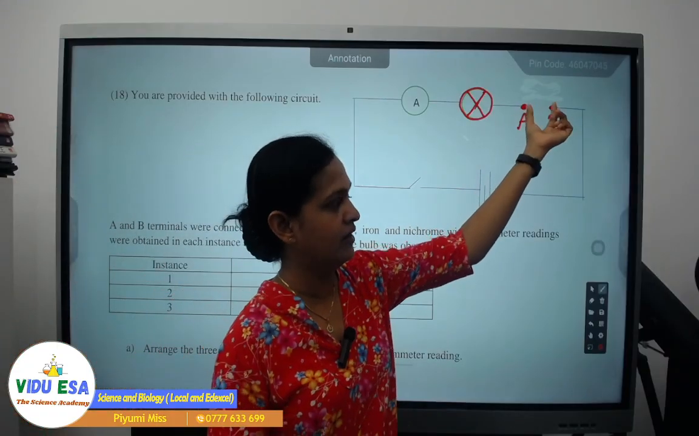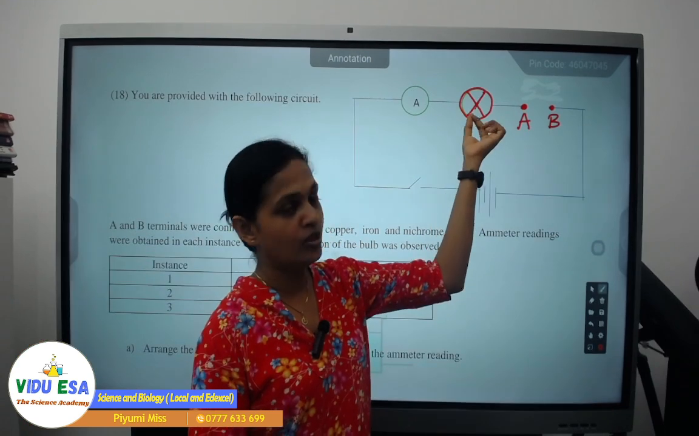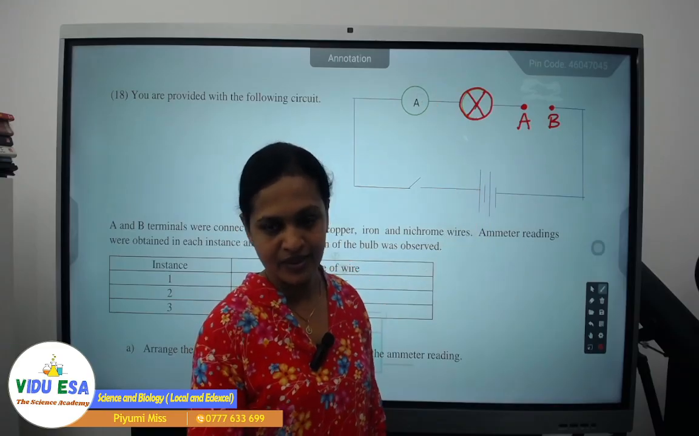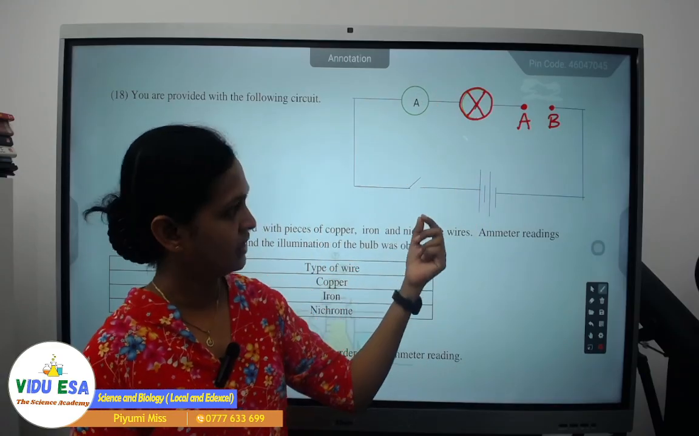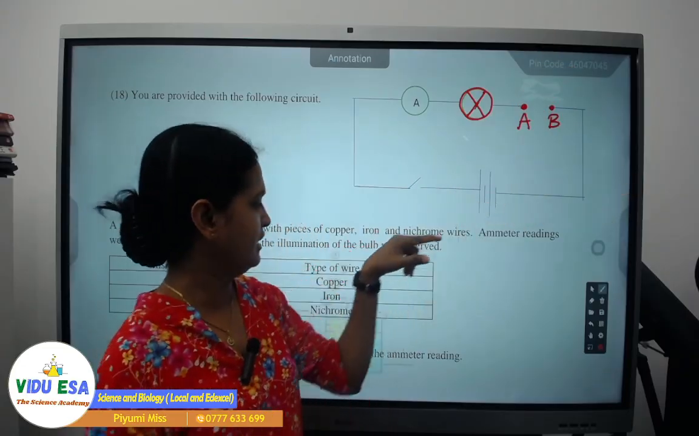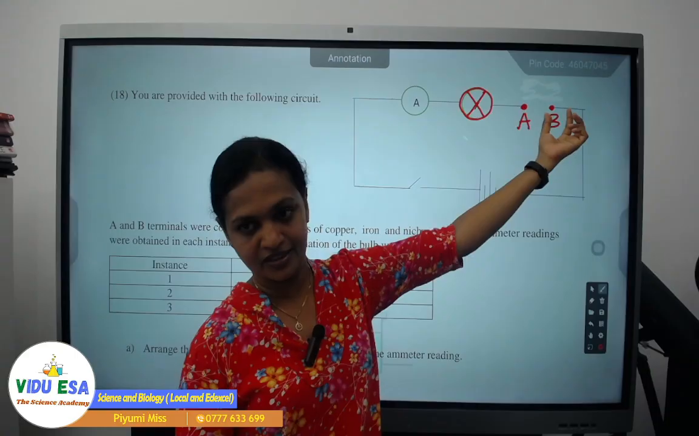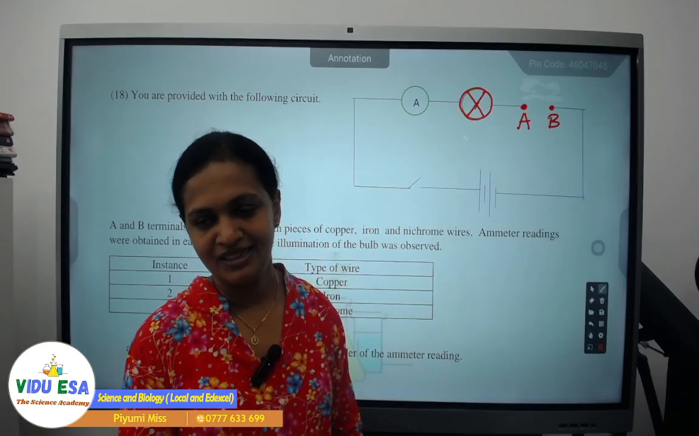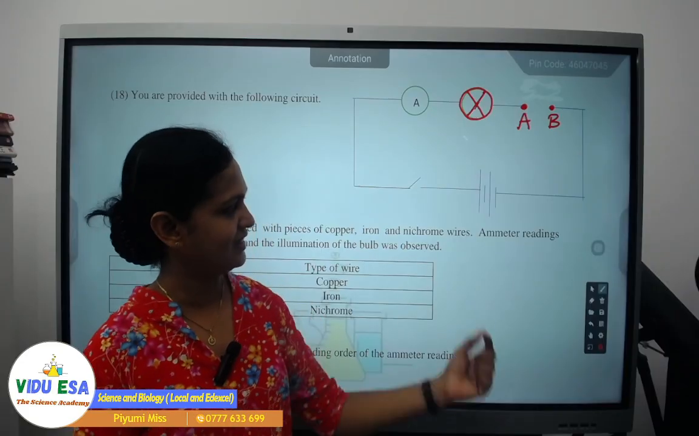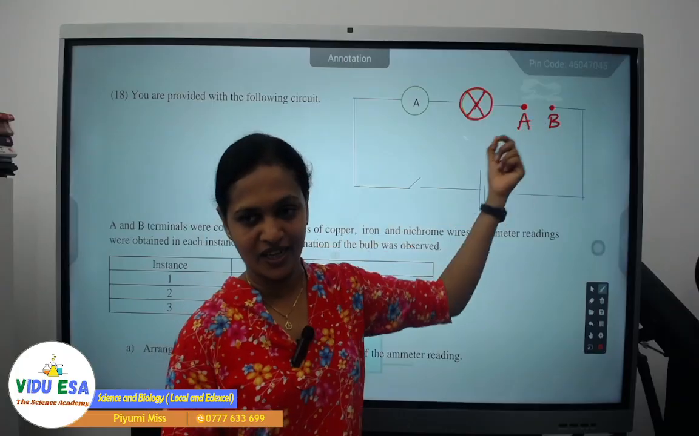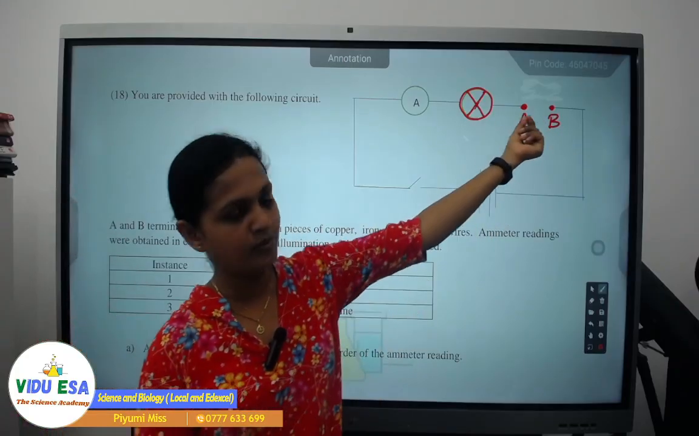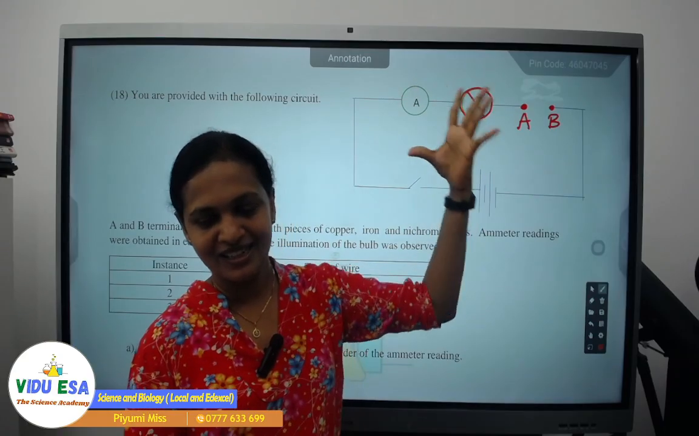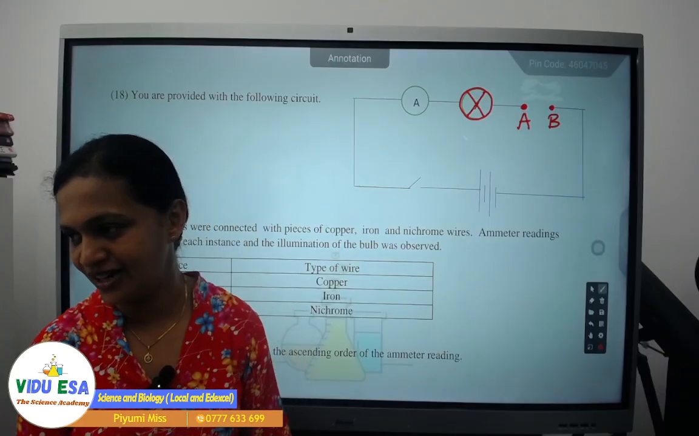You connect the copper wire, close the switch, observe the illumination as well as take the ammeter reading. Then open the switch, remove the copper wire, then insert the iron wire here. Close the switch, observe the illumination and take the ammeter reading. Then open the switch, remove the iron wire, then fix the nichrome wire, close the switch, observe the illumination, and take the ammeter reading. That's the way you have to do it.